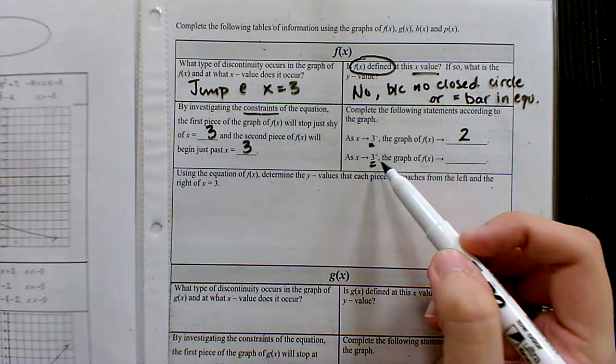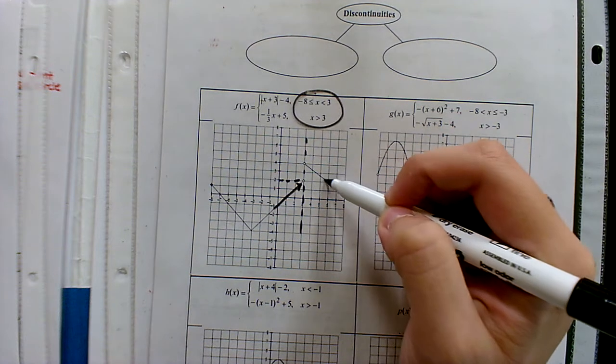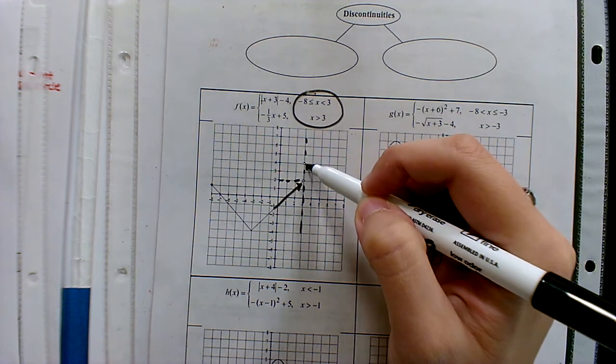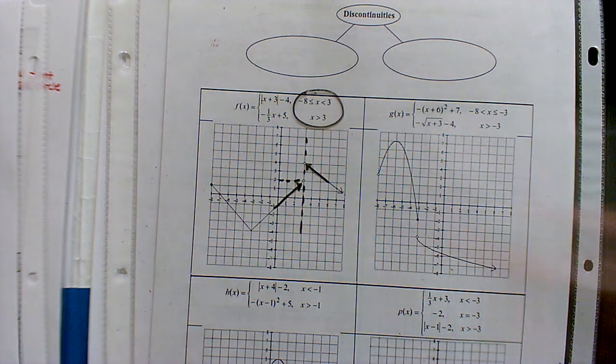Let's do the same thing, but from the right-hand side. Okay, so on the graph, if we were to trace the right piece towards that x location of 3, what height are you getting closer to? Yeah, we're getting closer to 4.